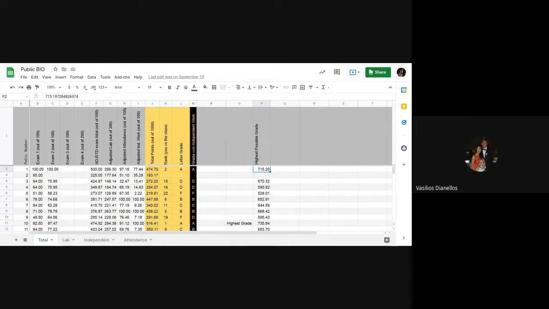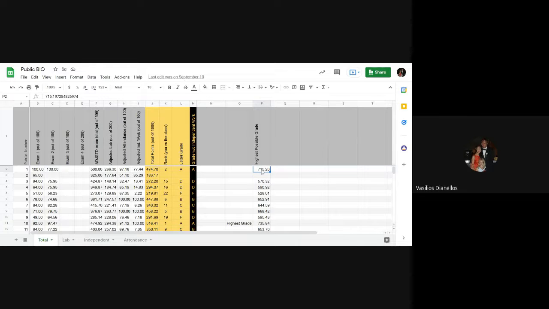But the closer we get to the end of the semester, the more accurate this number is. But again, if you really want to know what the highest grade possible is, which sometimes can be valuable, for example, when it comes time to make a decision whether you want to drop the class or keep going, then it does help to know what your highest possible grade is.